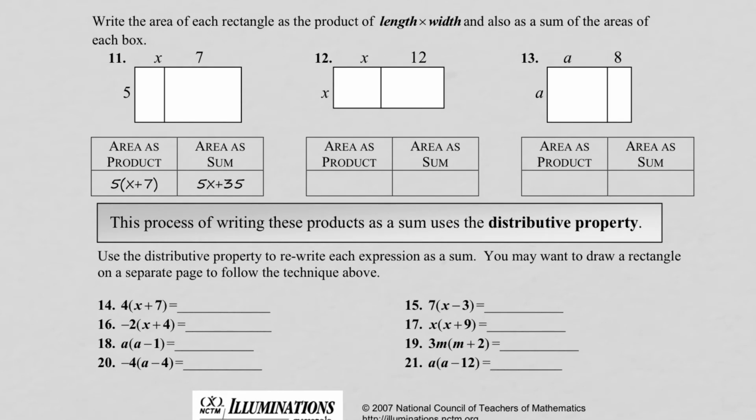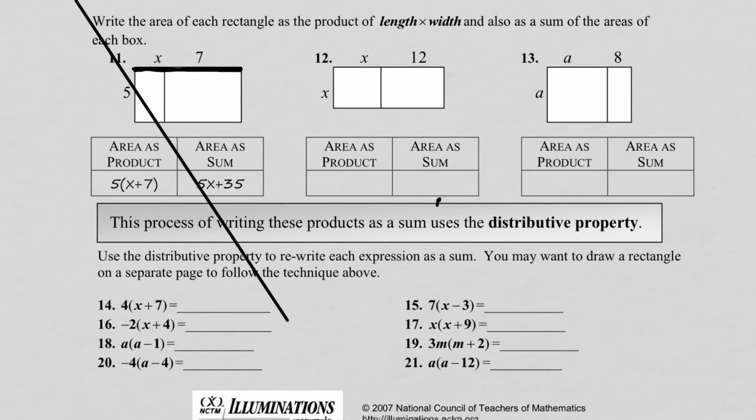So now let's put this together just a little bit. We're going to write the area of each rectangle as the product of the length times the width, and also as the sum of the areas of each box. So if I look at this first one, if I look at the area as a product, well, that's like where I took my x plus 7. So I took this piece here and I said, well, I know part of my length is this and part of my length is that. So to get the total length, I need to add those together.